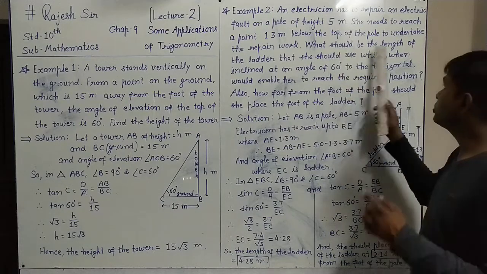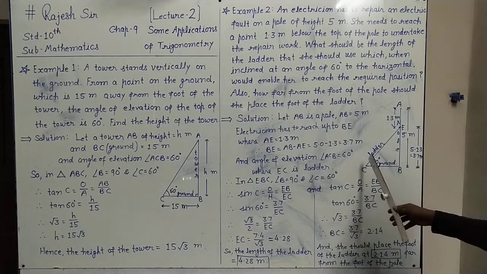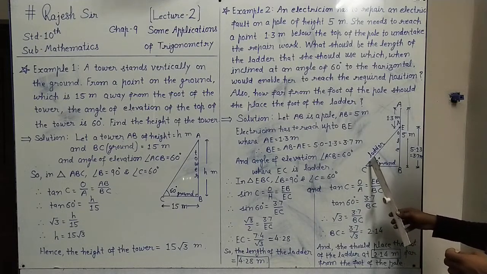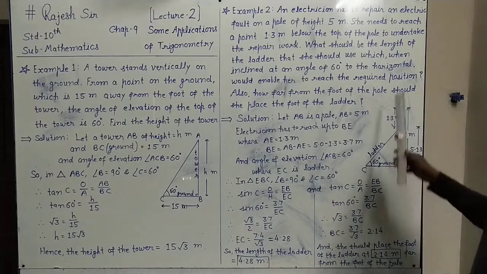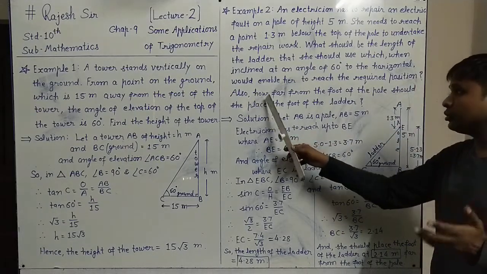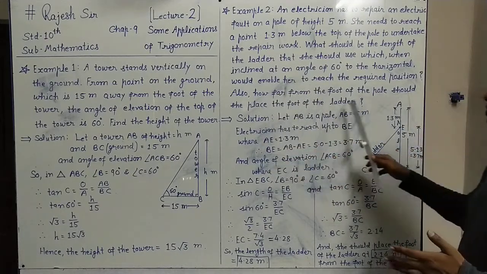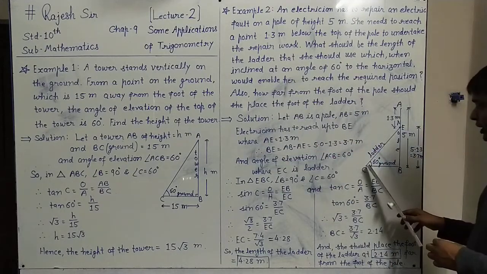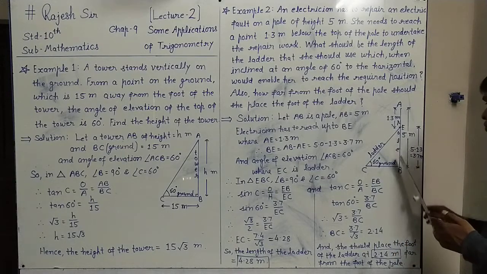What should be the length of the ladder? That length we want to find out, which is placed at a 60 degree angle of elevation with the ground. Then she can do the work. And also, how far from the foot of the pole should she place the foot of the ladder? This point C is the foot of the ladder. How far from the foot of the pole? The foot of the pole is B.